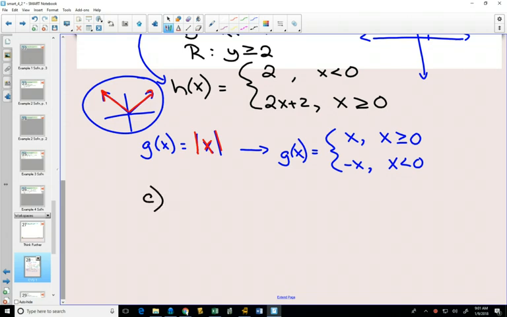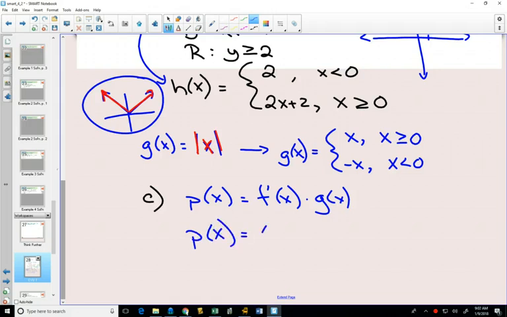In part C, we want to multiply these two together. So P of x is equal to f of x times g of x. And again, they say, can we write an explicit equation for this? Well, f of x is x plus 2, and g of x is the absolute value of x.